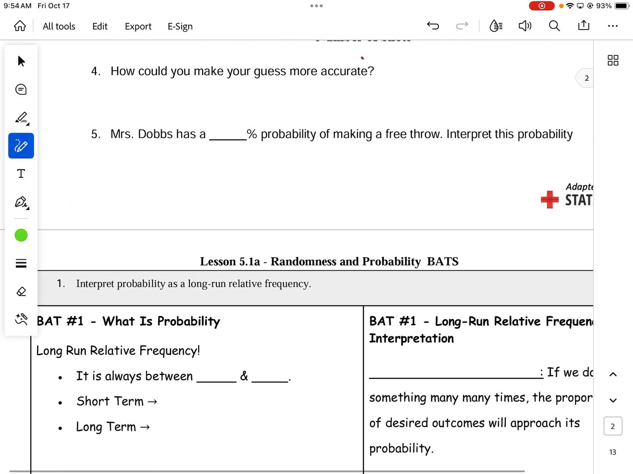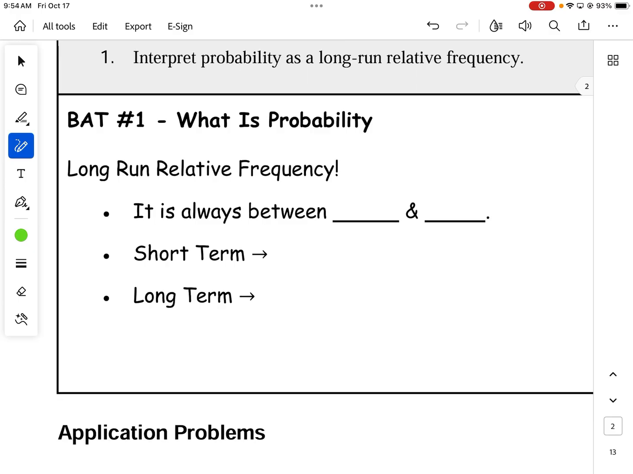Okay, turn to the next page. So that's your long run relative frequency. Relative frequency is your probability, which is between 0 and 1. In the short term, it's unpredictable.